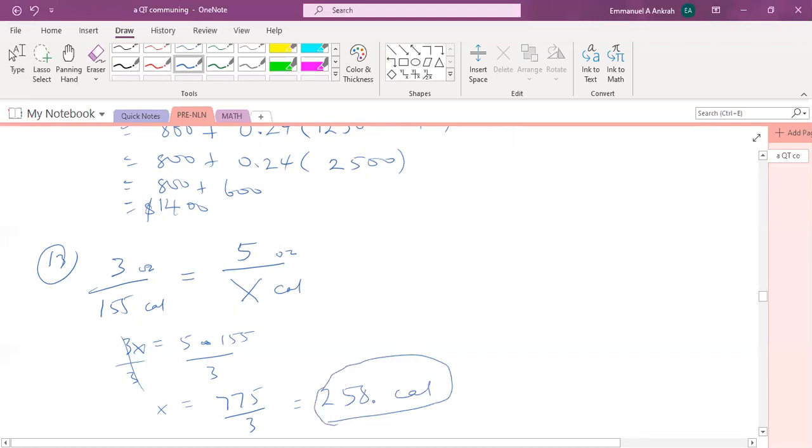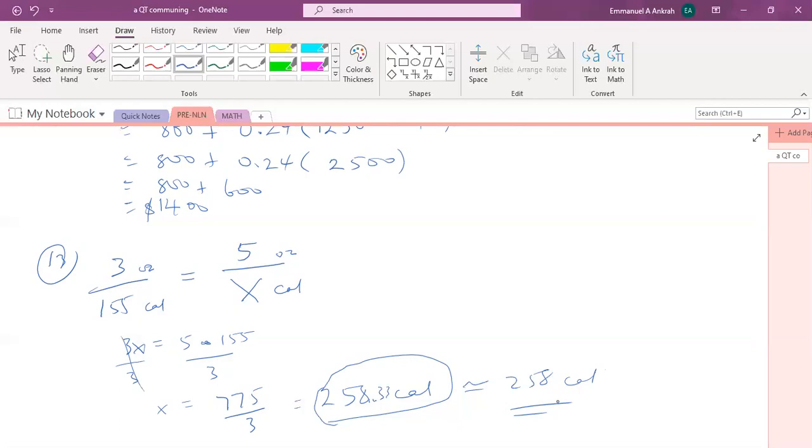Yes, it's 258.3333. So it's an approximation. Okay, so I think that should be fine here.